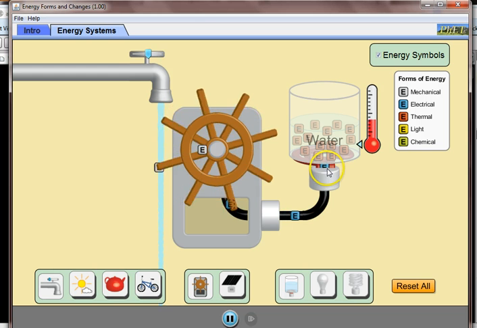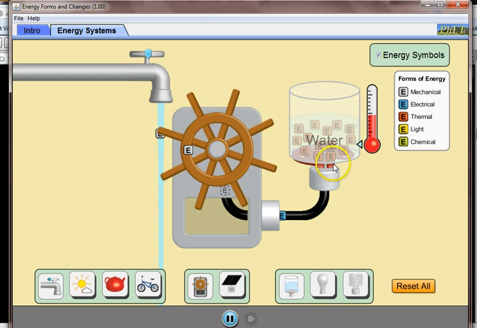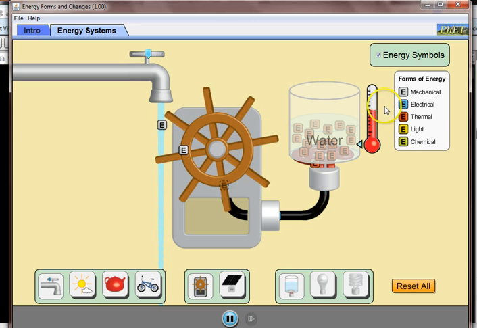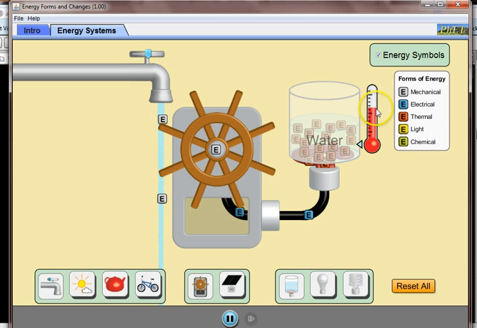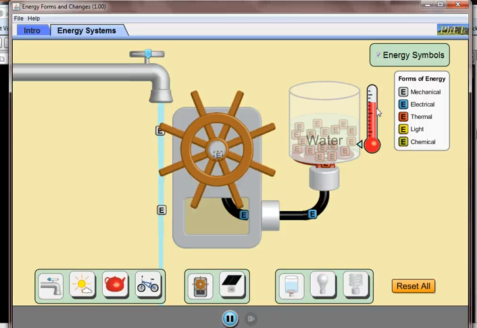As each of this energy comes in, you can see that it gets converted into red. So this heater converts this electrical energy into thermal energy, and this thermal energy is now heating up the water. You can see the temperature of the water going up. You guys see all these changes?